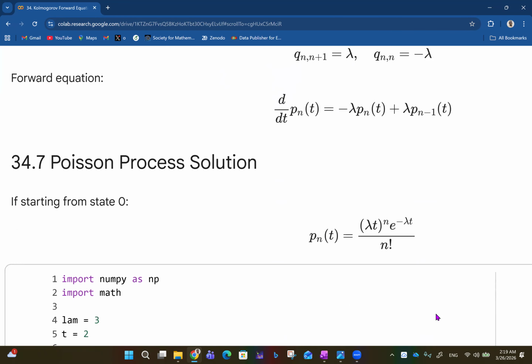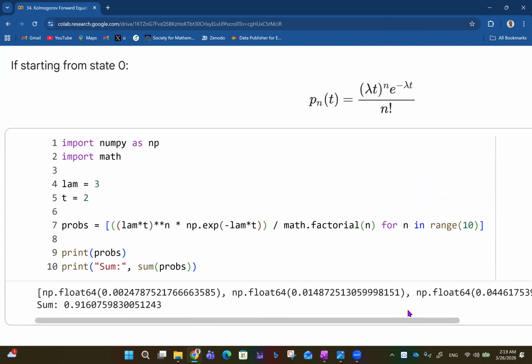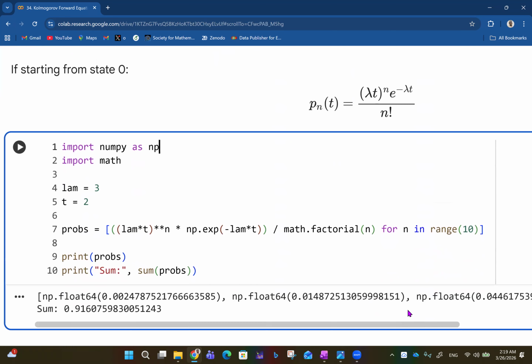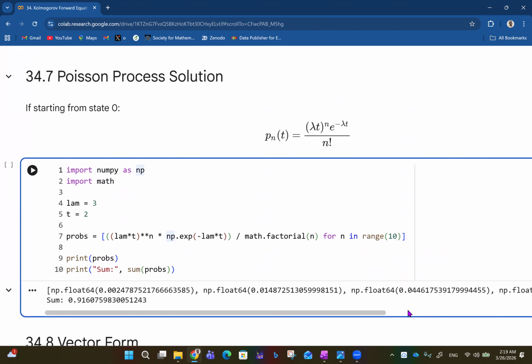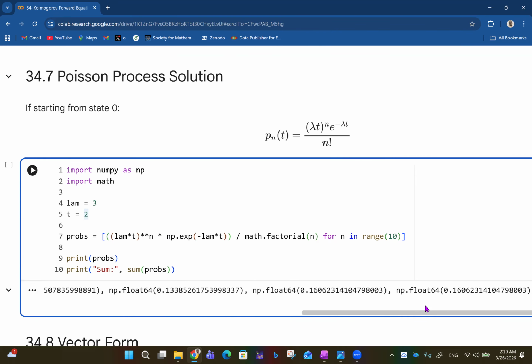So with that in place now, we can talk about the Poisson process solution. If starting from state 0, we have Pn of t to be (lambda t) raised by n, times e raised by minus lambda t, over n factorial. That's the Poisson process, which you've also seen in the previous video. So in this case, if you have lambda to be 3 and time is 2, and you compute the probability for lambda t, you do this whole thing for n in range 10. So if you do it for 0, 1 up to 10, you get different values.